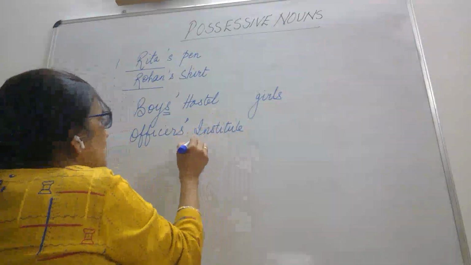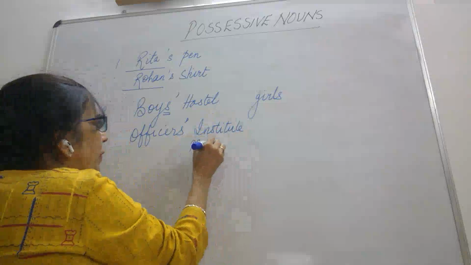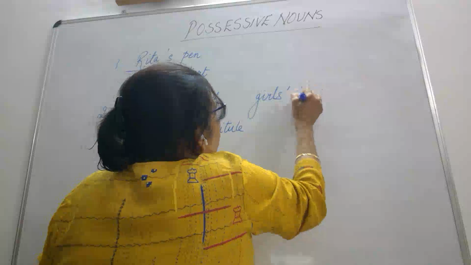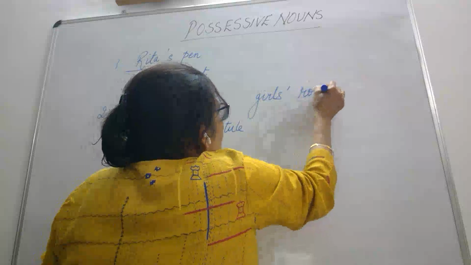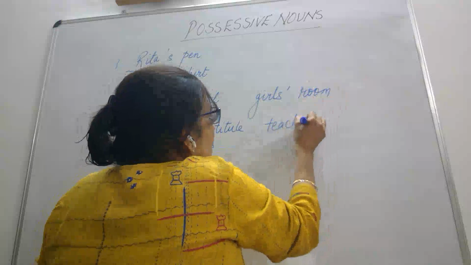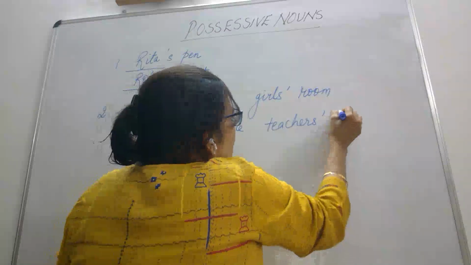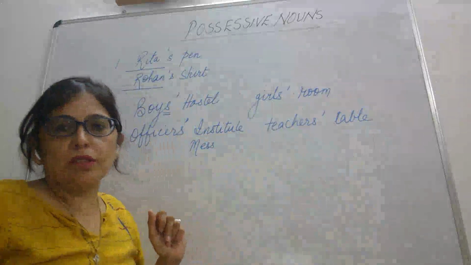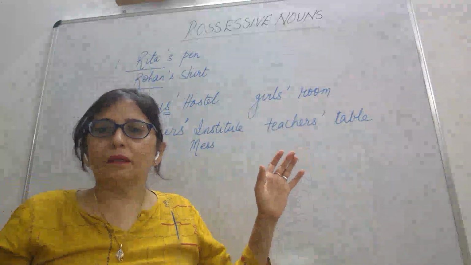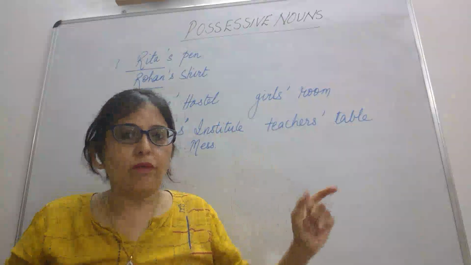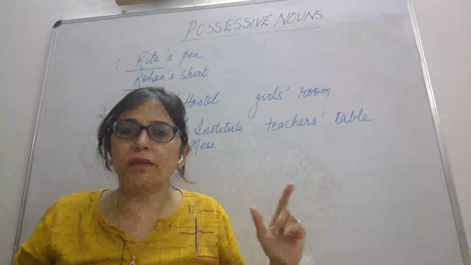or officers' mess. Girls' room. Teachers' table or teachers' room. Is that clear? So if it is singular, we add apostrophe S. When it is plural, we put just an apostrophe at the end.